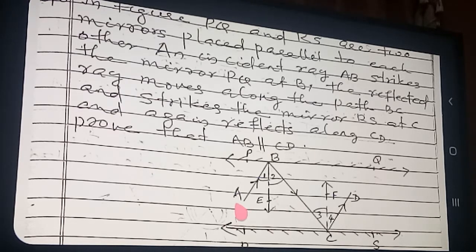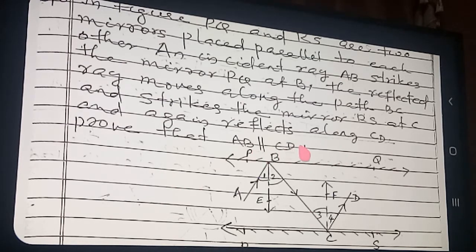The next point, see, an incident ray AB strikes the mirror PQ at the point B. So this is the incident ray. This incident ray strikes at which point? At the point B. Then what is happening? It reflects back along the path BC. Then again it reflects and touches the mirror at the point C. Then it again reflects back along CD.